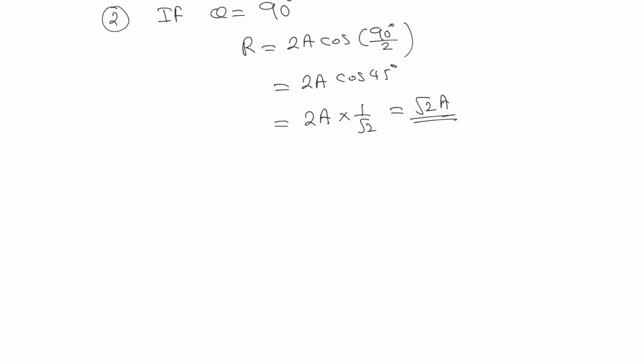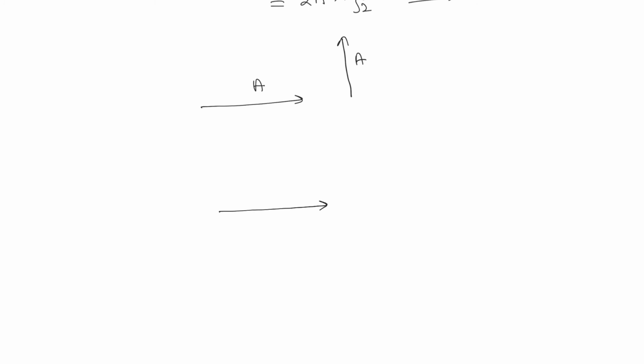Now we can observe the physical meaning of this. Suppose you have an A vector and another A vector, and the angle between them is 90 degrees. If you add these two vectors, this will be our resultant vector. We can find the magnitude of this resultant vector using the Pythagoras theorem: under root of a square plus a square, which is under root of 2a square, or root 2 into a.